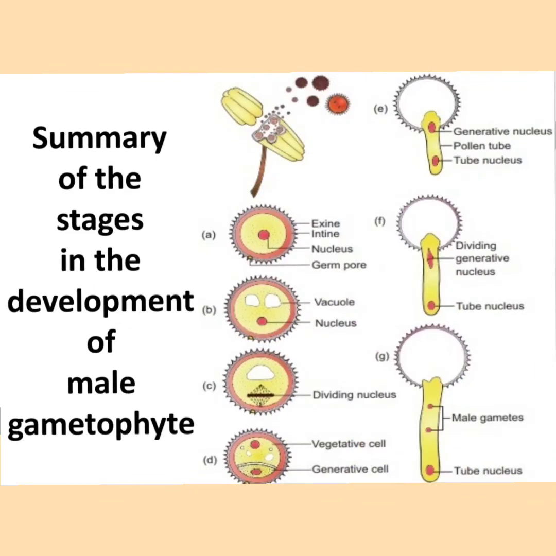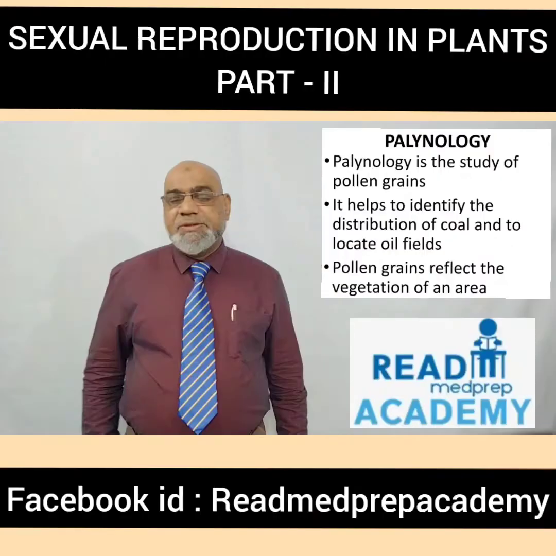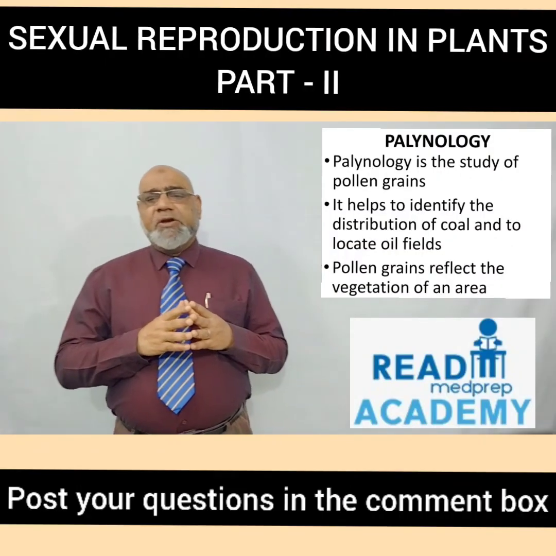The first stage is the vacuolation of the pollen grain and the division of the nucleus into the vegetative nucleus and the generative nucleus, formation of the vegetative cell and the generative cell, and the pollen grain reaches the stigma and there is absorption of moisture and development of the pollen tube. In the pollen tube, there is division of the generative nucleus into two male gametes. Now, let us move on to palynology.